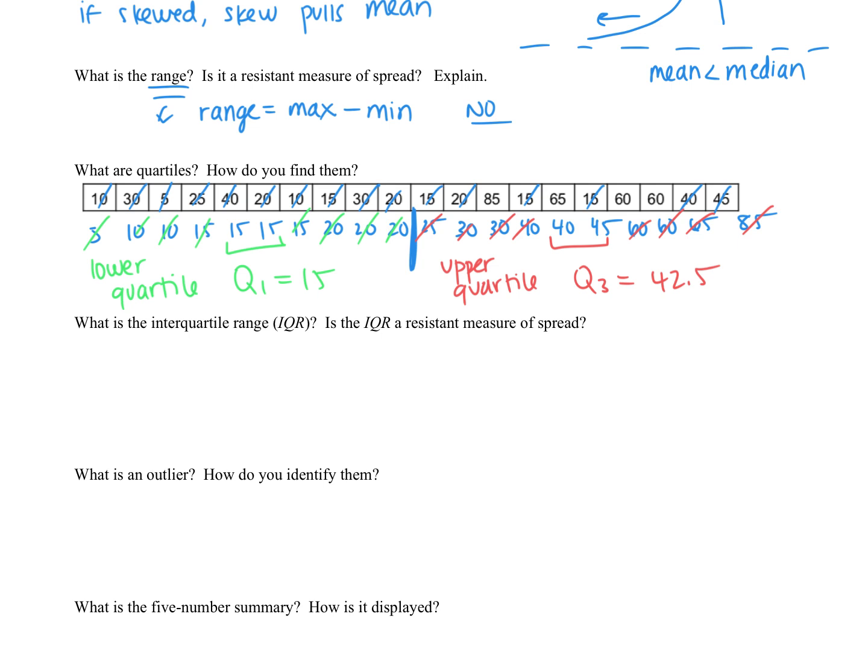This can be done on the calculator. That 1-var stats that we did, if you scroll down, it gives you Q1 and Q3. Okay, I need like 4 more minutes and then we'll take a break.